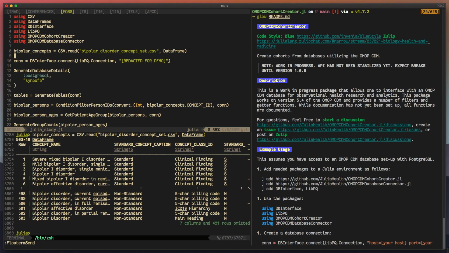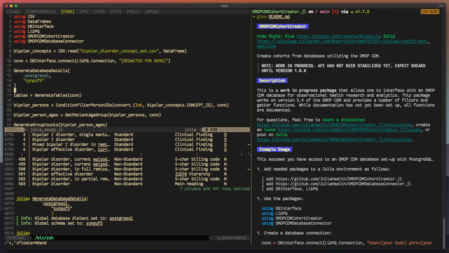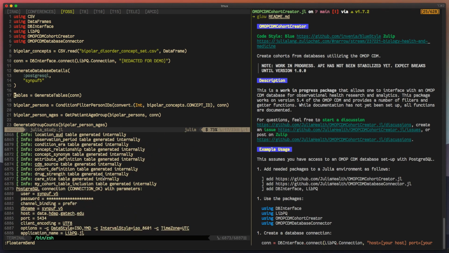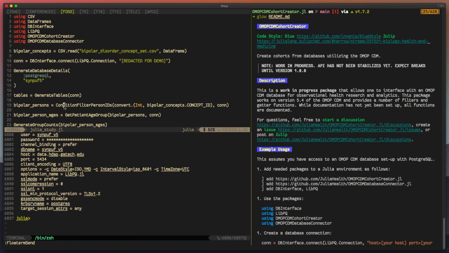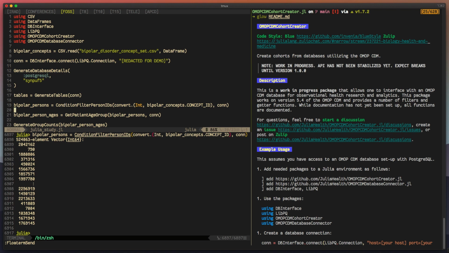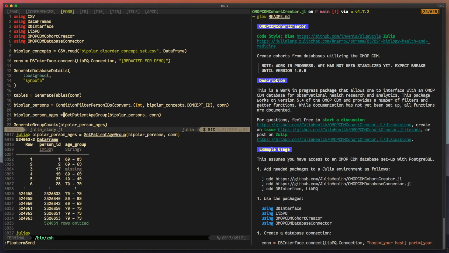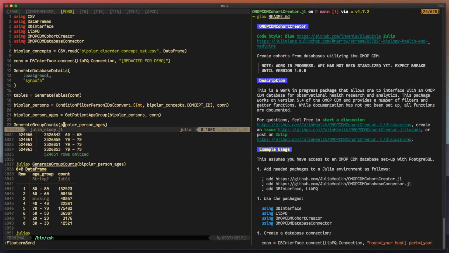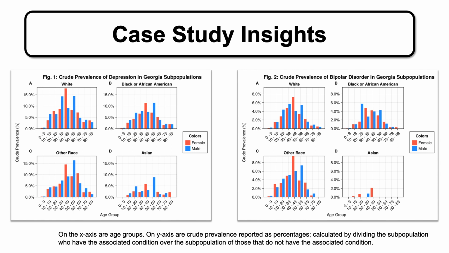Seen here is just an example of me interacting with another synthetic database, finding all those individuals who have conditions related to bipolar disorder. Seen here is me also generating Julia representations of the OMOP Common Data Model. Now we find the persons in the database who have conditions related to bipolar disorder, and we find every single one of their age groups, and then finally we can generate the group counts for these bipolar persons for privacy preserving purposes.